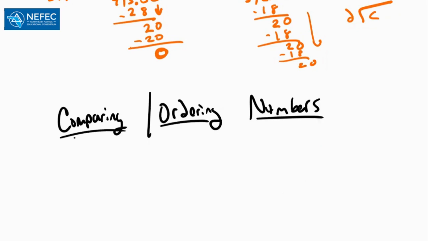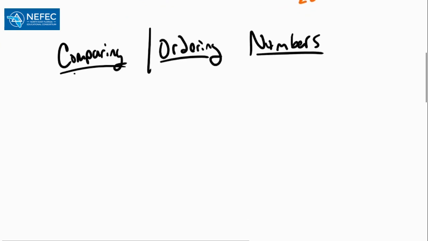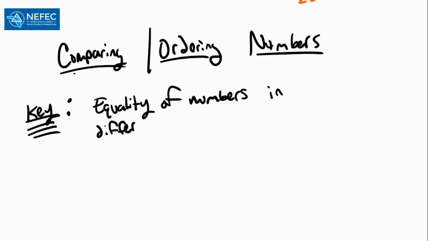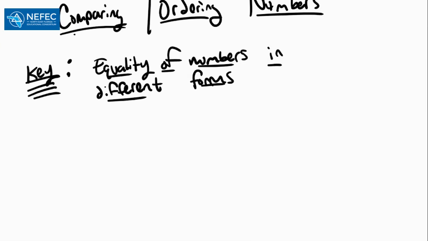Comparing and ordering numbers. And sort of the key to being able to do that, the big thing that you need to be able to understand, is the equality of numbers in different forms. If we understand equality of numbers in different forms, then we will have a much easier job determining proper ordering or being able to properly compare different numbers. So what do I mean by that? What do I mean by equality of numbers in different forms?